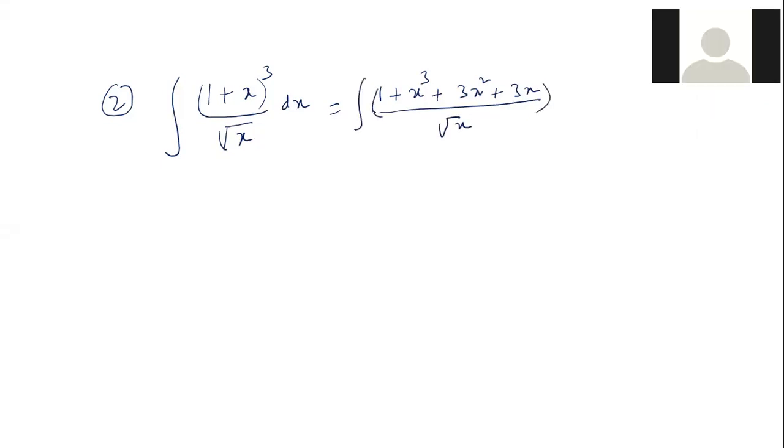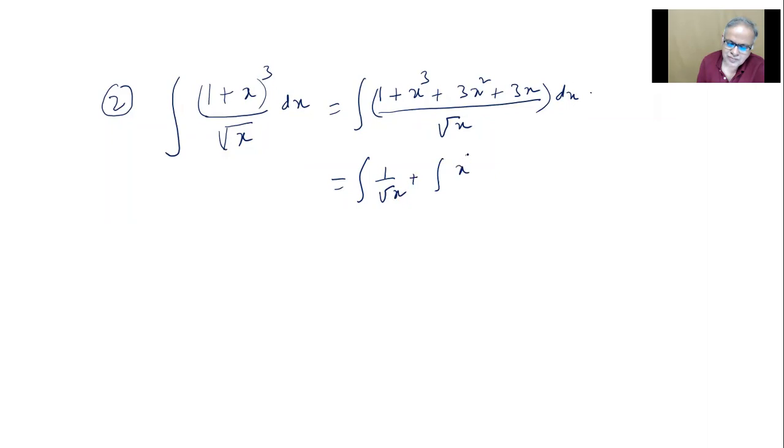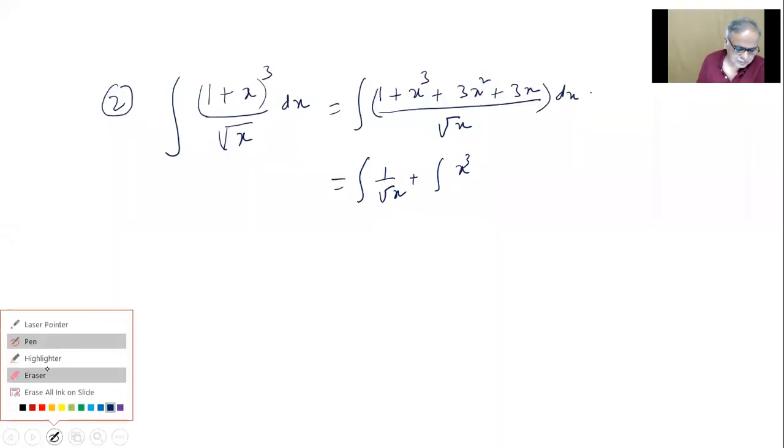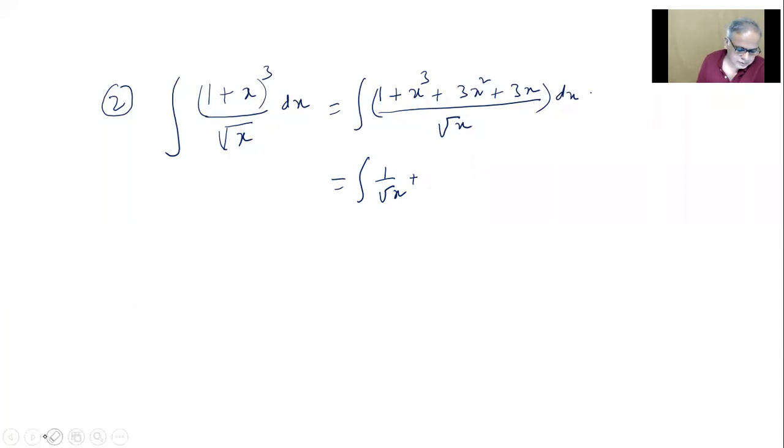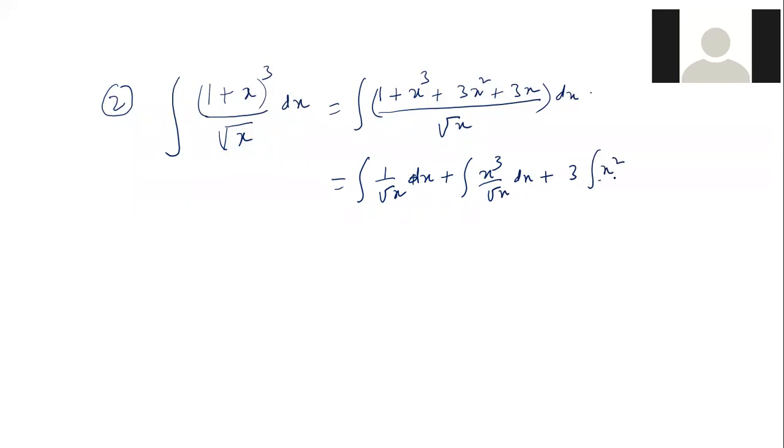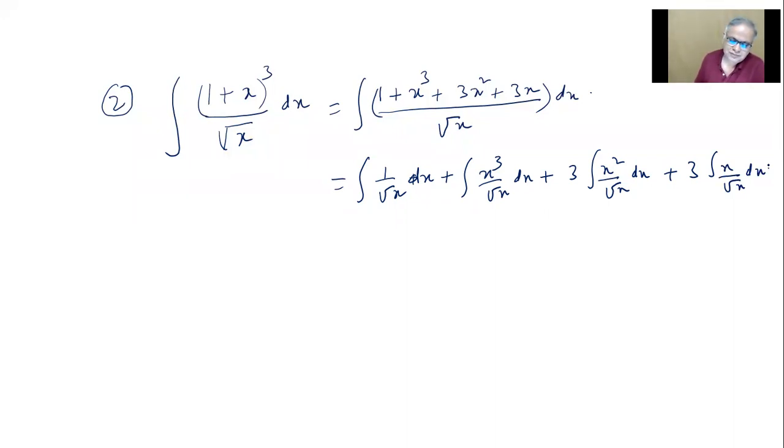root x, isn't it? So once again, simplify it further so that you could write the integral for every term. 1 by root x plus x cube by, sorry, dx should be there. Without dx, that's not right. So if I've given you this here, I expect you to do it like this, because you will convert into what you know, right? Any problem with this, children? You write one more step if you want.